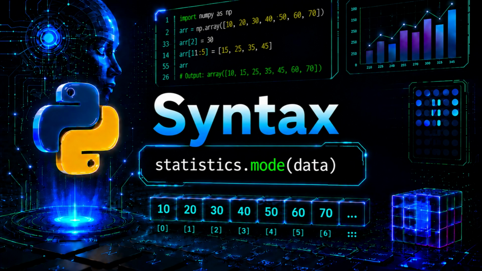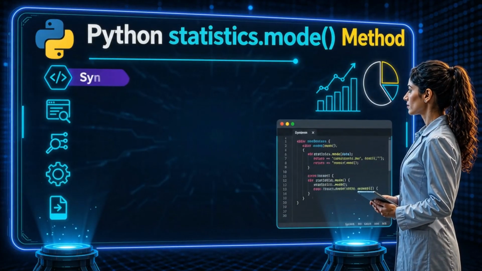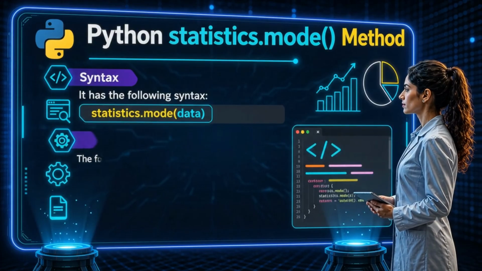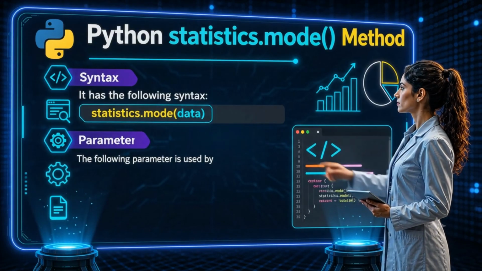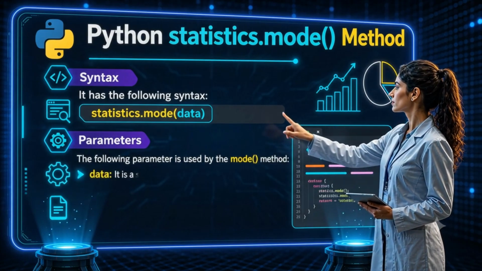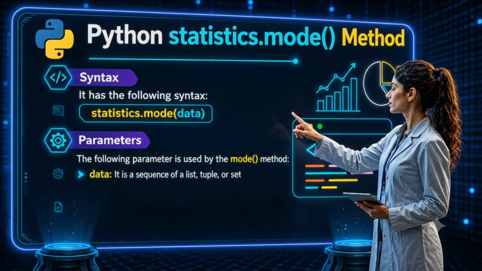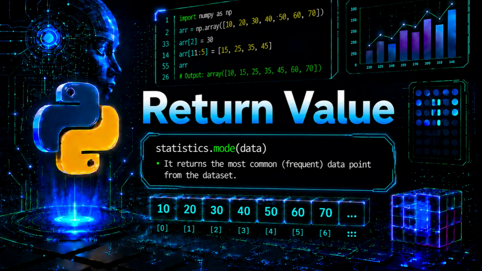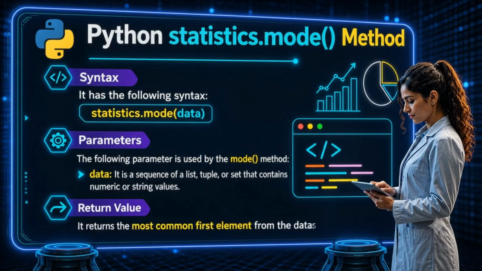Syntax. It has the following syntax. statistics.mode(data). Parameters. The following parameter is used by the mode method. data. It is a sequence of a list, tuple, or set that contains numeric or string values. Return value. It returns the most common first element from the dataset.